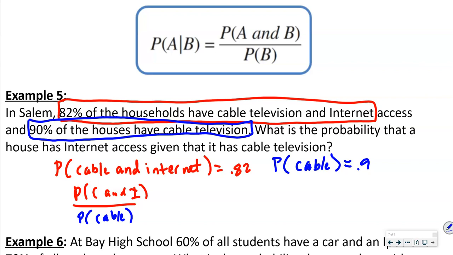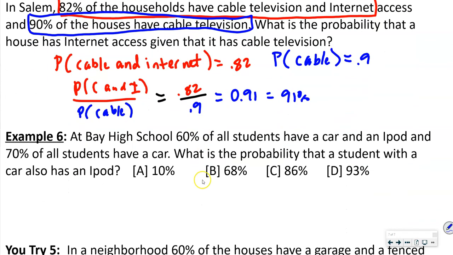So, and you're going to see how this applies. It says, what is the probability that a house has internet access given that it has cable television? So what we're going to do is put these numbers in our formula. We're going to put our 0.82 on top, and divide that by our 0.9. That's all you're doing here. When you do that, you get 0.91, which is equal to 91%.